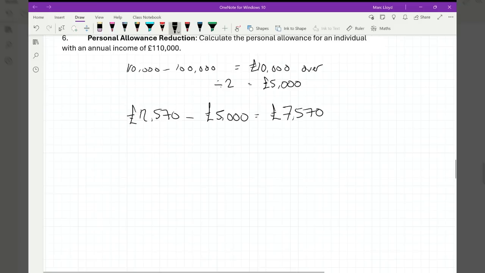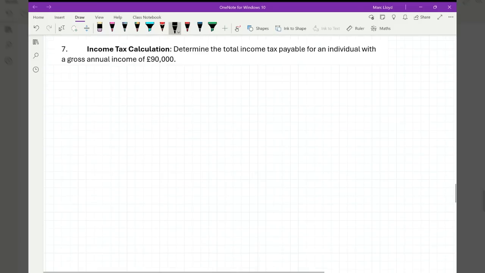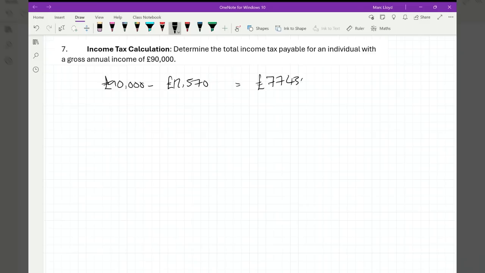Okay, question 7. Income tax. Determine the total income tax payable for an individual with a gross annual income of £90,000. So pause the video and have a go. So what we're going to be doing here is, first of all, subtract from the 90,000 the personal allowance. Now, they've not earned over £100,000, so we are going to deduct the 12,570. So 90,000 take away 12,570 gives us 77,430. That's taxable. Now, this is going to get split into 20% and into 40%.